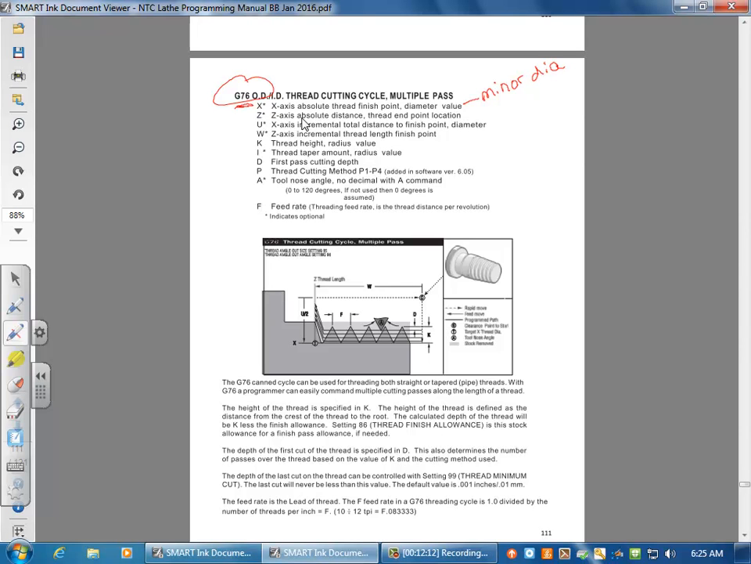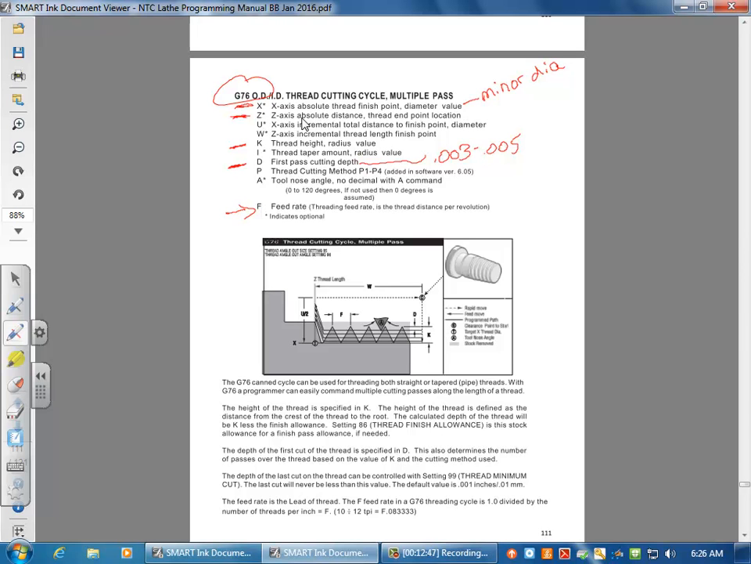Your X is going to be your minor diameter. You need your Z. That's just a simple how far is it moving? How far does the threads go? Okay. And then you need a K value, which is your thread height. You need a D, which is the depth. And for this, if you always use 3 to 5 thousandths, you'd be pretty safe. And then you need a feed rate, and your feed rate needs to match your RPMs.